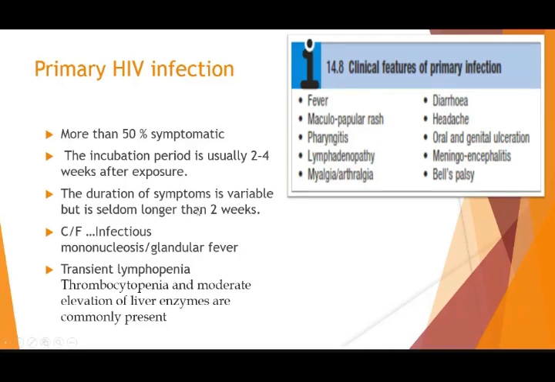The presentation will be similar to infectious mononucleosis, or the glandular fever. So how will the patient present? Usually with fever, maculopapular rash, sore throat, lymphadenopathy, myalgia, arthralgia, so it resembles infectious mononucleosis. Some patients present with diarrhea, headache, oral and genital ulcerations. Some patients may present with meningoencephalitis, and rarely may present with Bell's palsy, 7th cranial nerve palsy.